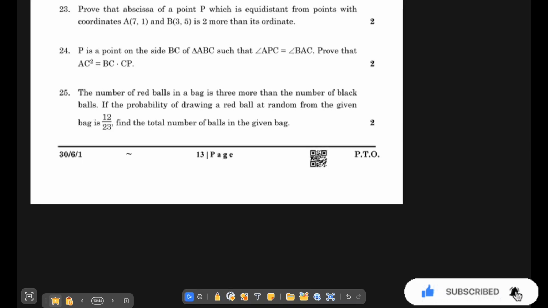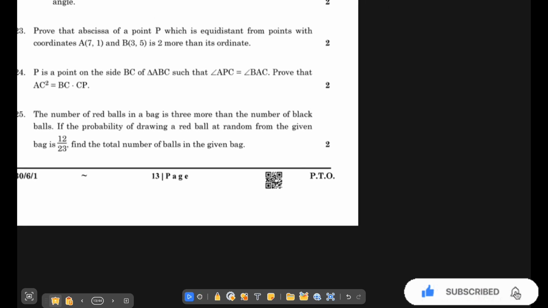Now the 25th question is, what is the 25th question? The number of red balls in a bag is three more than the number of black balls. If the probability of drawing a red ball at random from the bag is 12 by 23, find the total number of balls in the bag. So the number of red balls is three more than the number of black balls, right?